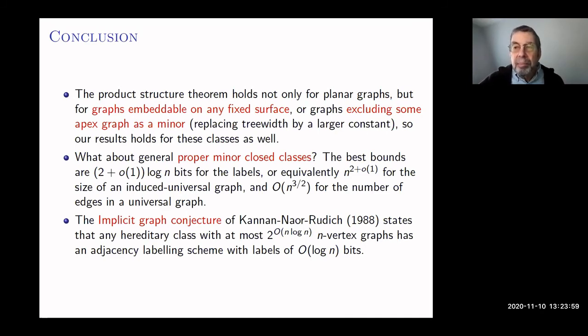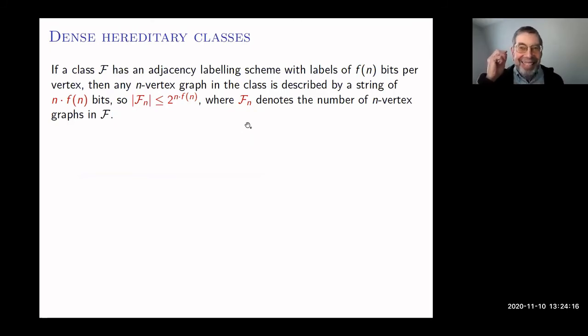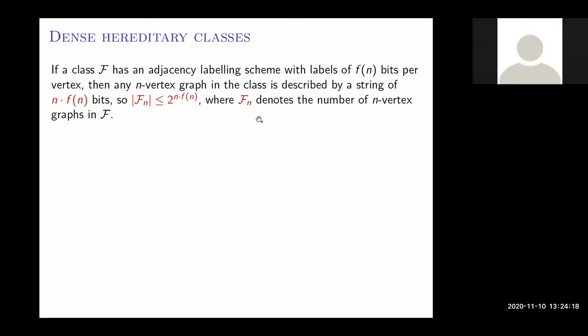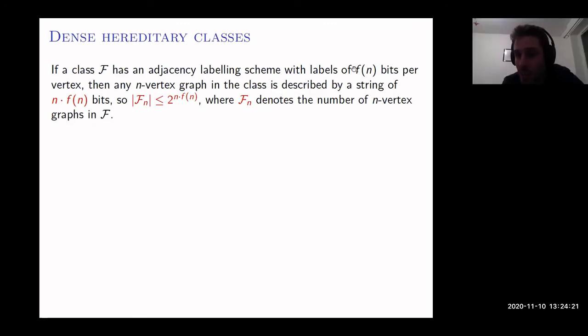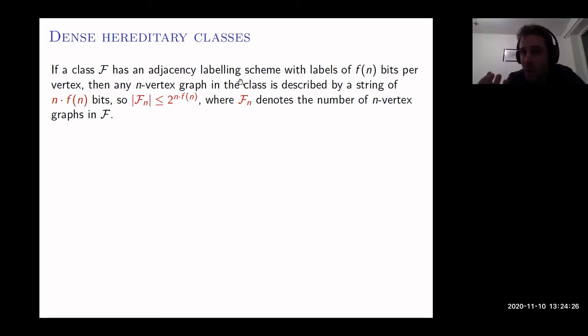For dense graph classes, there is a very natural lower bound that comes from counting. So let me just go one slide after the conclusion, because it's a very perfect question. You were prepared for this question. So if you have an adjacency labeling scheme with labels of size at most f of n, then each graph in your class on n vertices is described by these labels. You have n times f of n bits, because each label has f of n bits. So each graph is described by n times f of n bits.